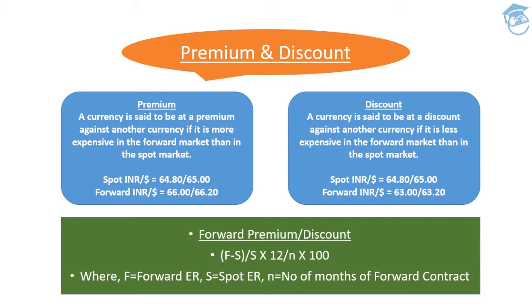F minus S, that is the forward rate minus the spot rate, divided by spot rate, multiplied by 12, that is the maximum number of months, divided by the number of months which is applicable in your case. It may be 1 month forward, it may be 2 month forward, it may be 3 month forward. Whatever the scenario may be, multiply the same with 100. You'll get to know the forward premium and discount percentage. That's all, guys. It is all about premium, discount and forward premium and discount.